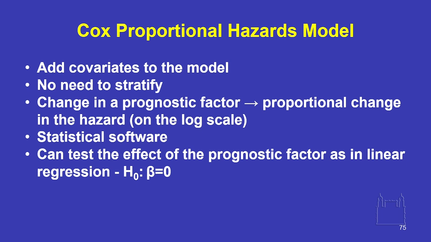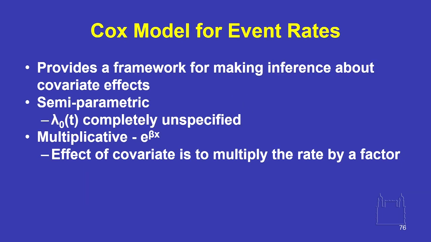Everything here multiplies. Statistical software will do everything. You will not solve this by hand, nor will I. And you can test the effect of the prognostic factor just like linear regression. That null hypothesis is, again, beta equals zero. This gives us the framework for making inference about the covariate effects.